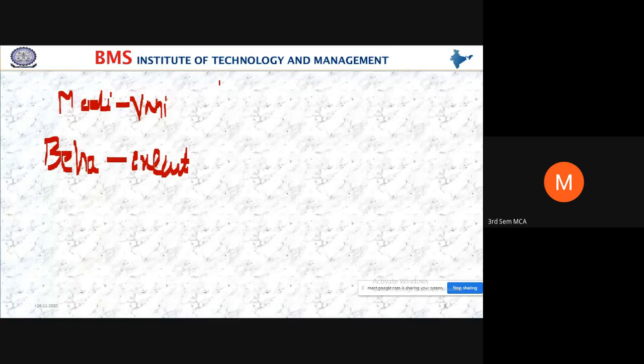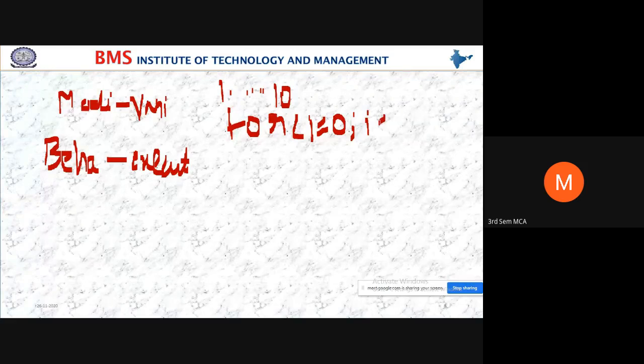Suppose I want to display the numbers from 1 to 10. For this, what do I write? I write a for loop. Is it right, students? Is this a correct for loop to write to display these numbers?